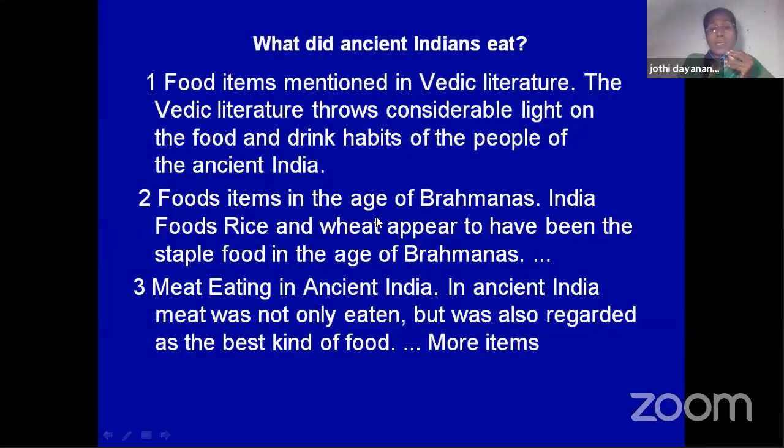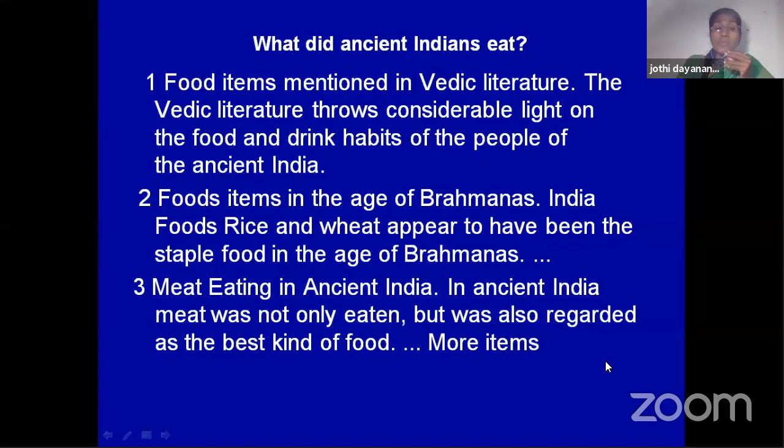And the food items in the age of Brahmanas. Brahmanas is not the caste that was mentioned there, but the complete society that lived during that period was called Brahmanas. The food items in the age of Brahmanas, that is the Brahmanic age, or the Puranic age, that is called the age. Age means the period, right?